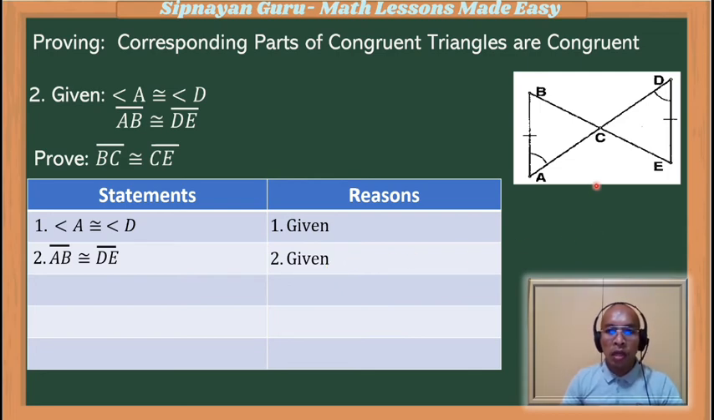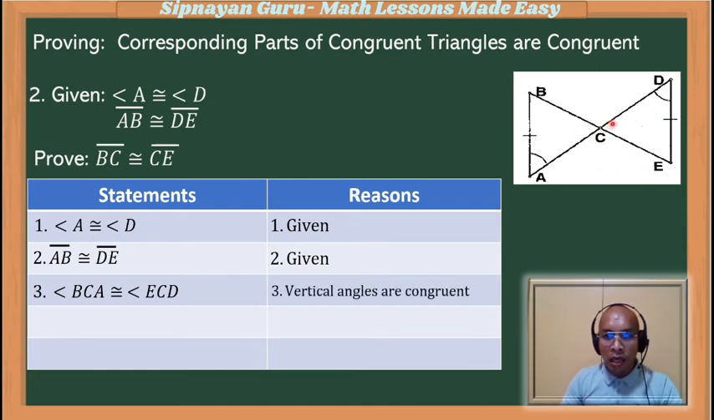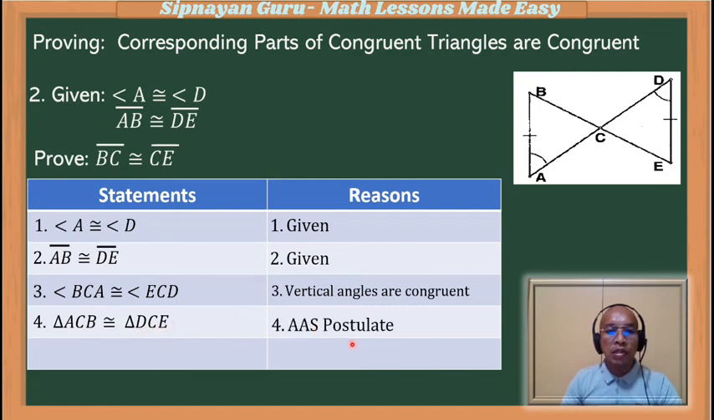So what do you think are the parts of these two triangles that we can say are congruent? In this case, we can say that angle BCA, this angle, is congruent to angle ECD. What is the reason? Because this angle and this angle are vertical angles, and based on the previous slide, vertical angles are congruent. Therefore, we can now conclude that triangle ACB is congruent to triangle DCE by virtue of the angle-angle-side postulate.